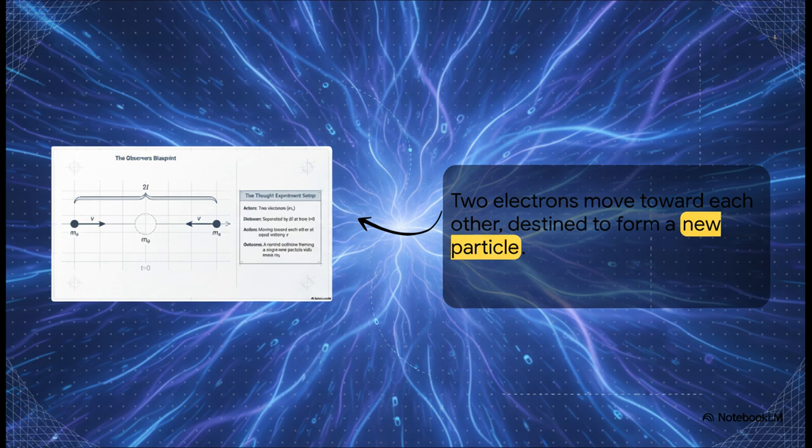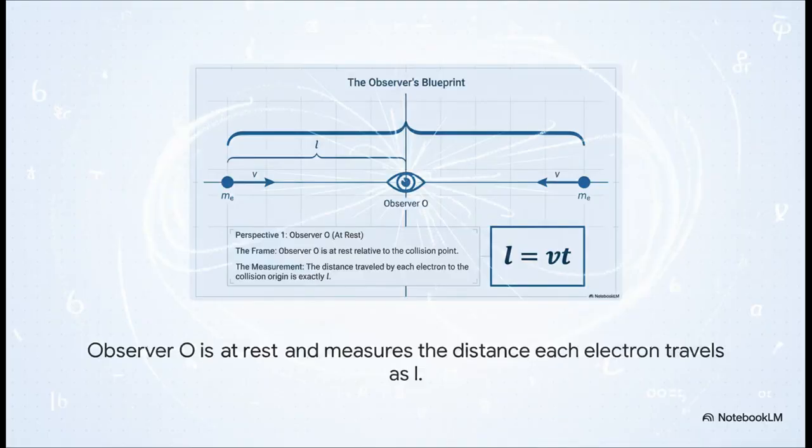Here's the blueprint. Picture two electrons. They're zipping towards each other, both at the exact same velocity, which we'll call v. They start out separated by a total distance of 2L. And their destiny? They're going to smack right into each other and merge, forming a single new particle. Simple enough, right? Now let's put ourselves in the shoes of our first observer.